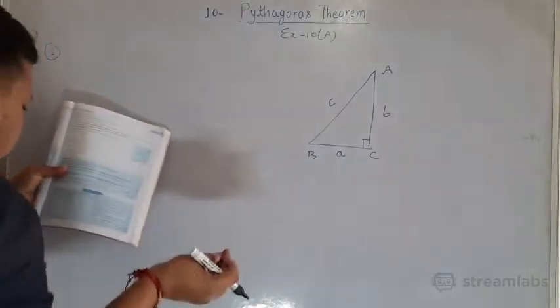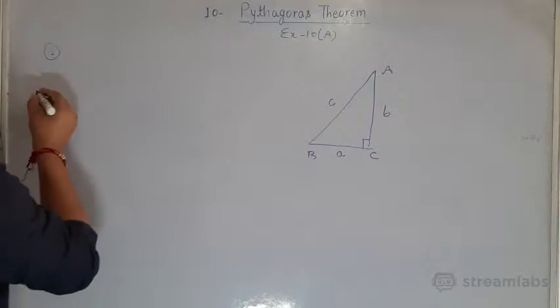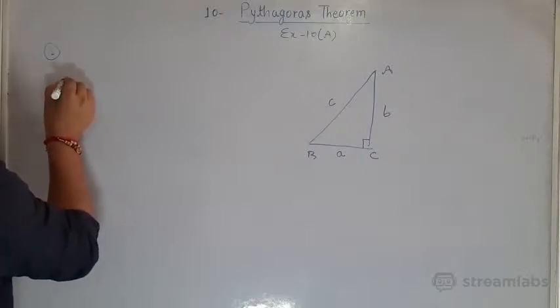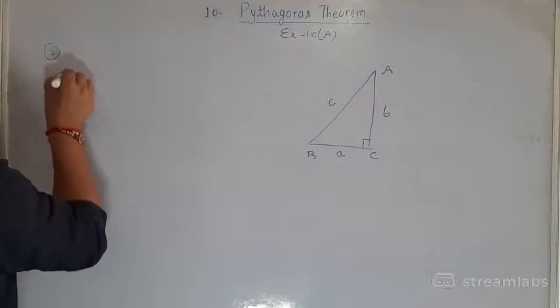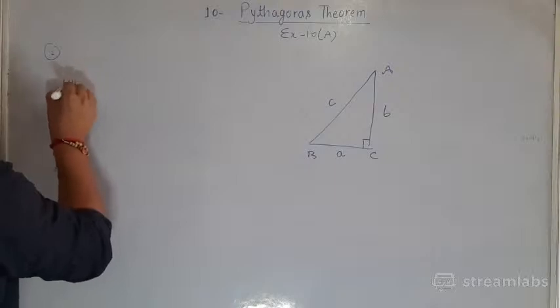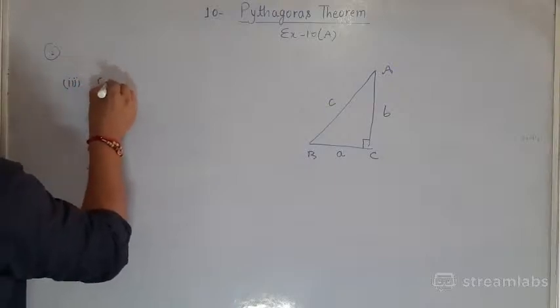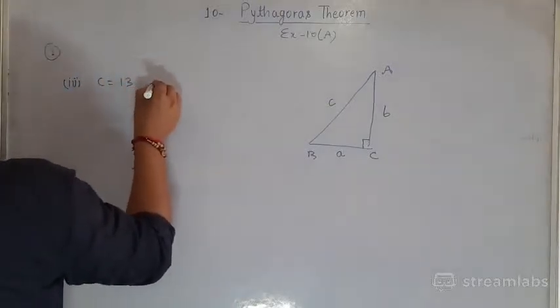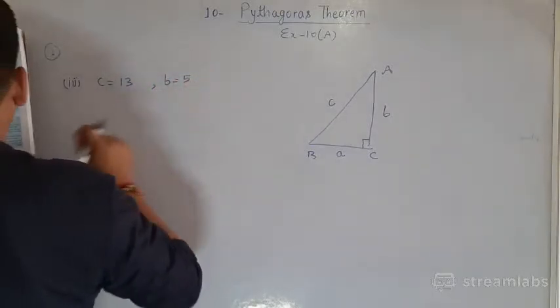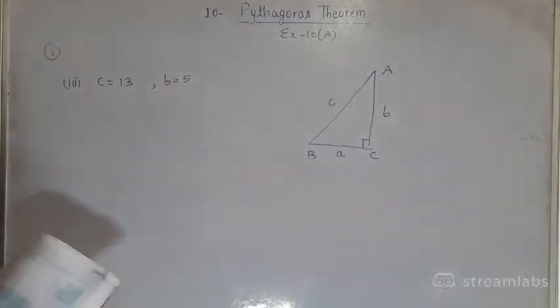I am taking any one part or two parts, and after that you can easily solve it. So I am taking the second part, you can solve it. Okay, the third part I am taking. Third is C is equal to 13 and B is equal to 5. The question is, find the length of A.